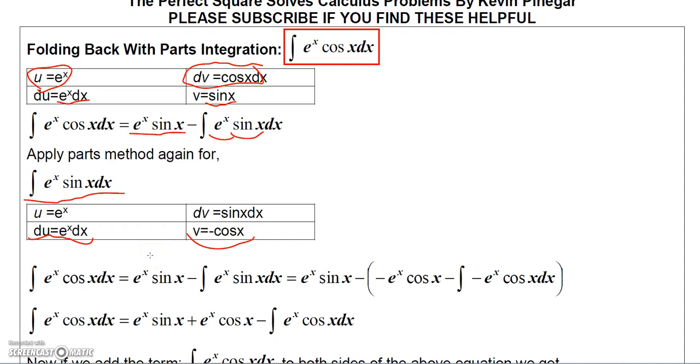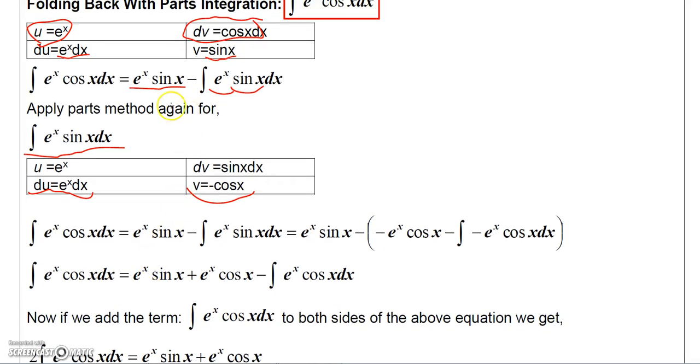Okay, now let's put this in right here. Let me show you, because this could get a little confusing. So remember, I had this right here as the result of my first parts integration. Okay, now notice that I need to replace this. And I can actually replace this with the parts integration for e to the x sine x.